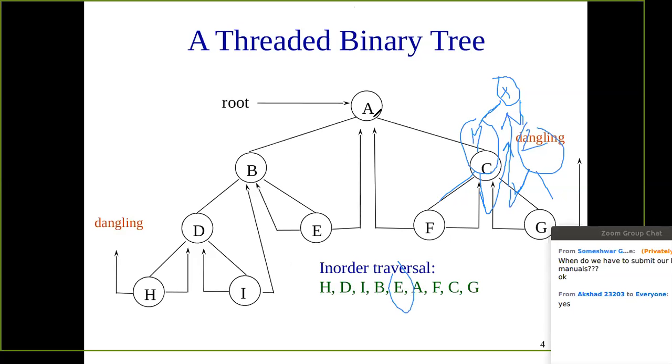If we have a null pointer, we assign those null pointers at the appropriate place. We assign the left pointer to the in order predecessor and the right pointer to the in order successor, and this is the representation we can see here. So any questions so far?